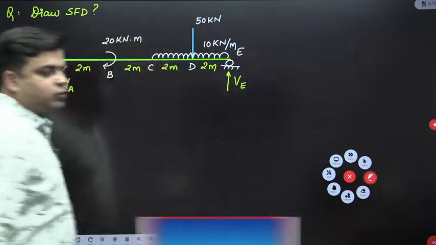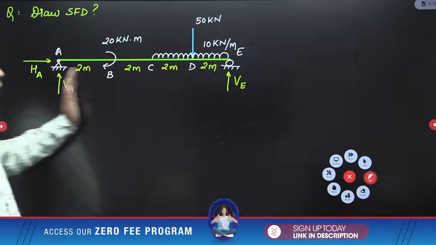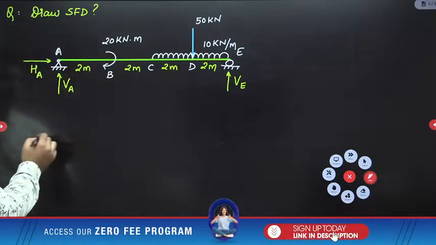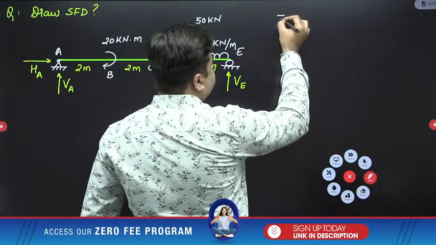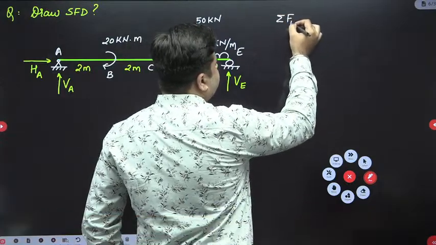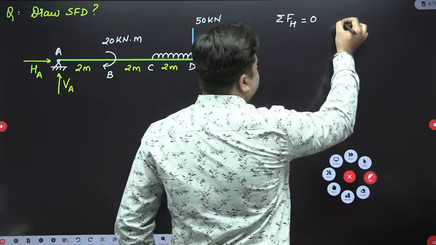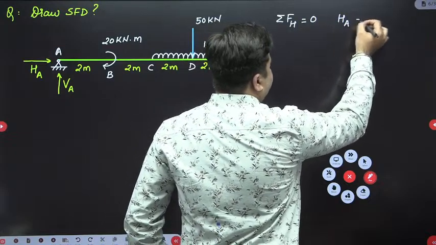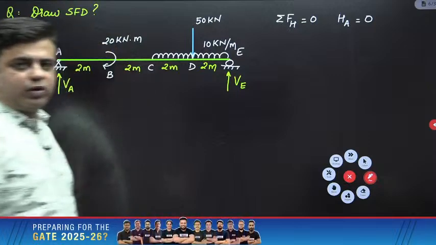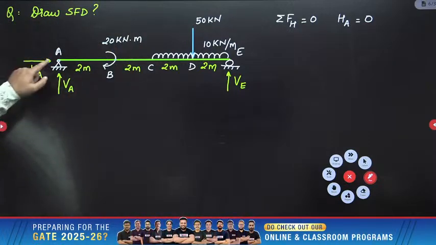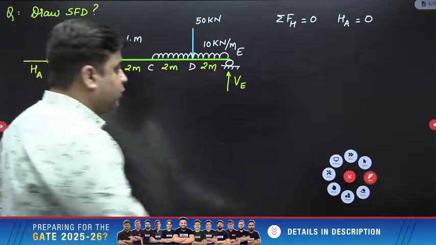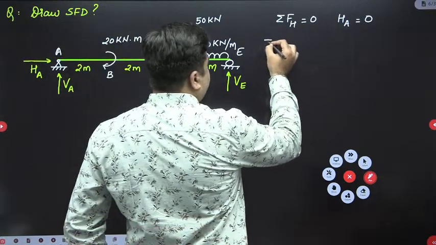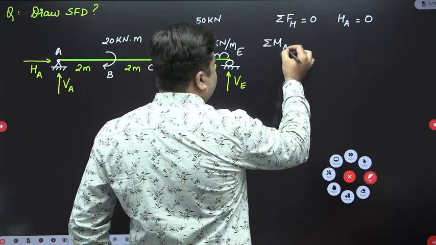First thing you will write is summation of horizontal forces equal to 0. The moment I write that, HA will become 0. Now the second thing is, you stand at this point A and write down summation of moment about A equal to 0.